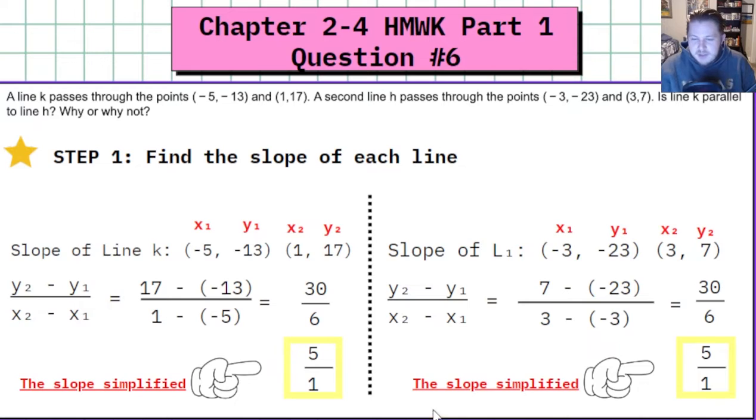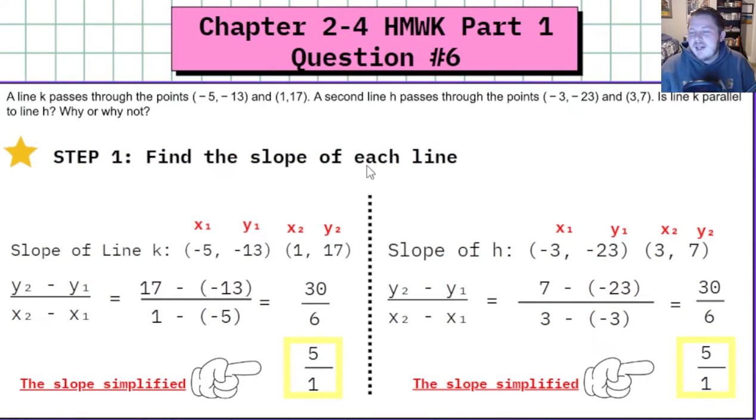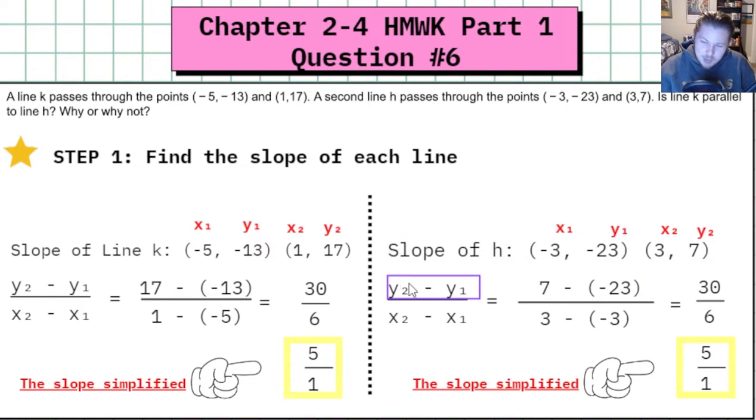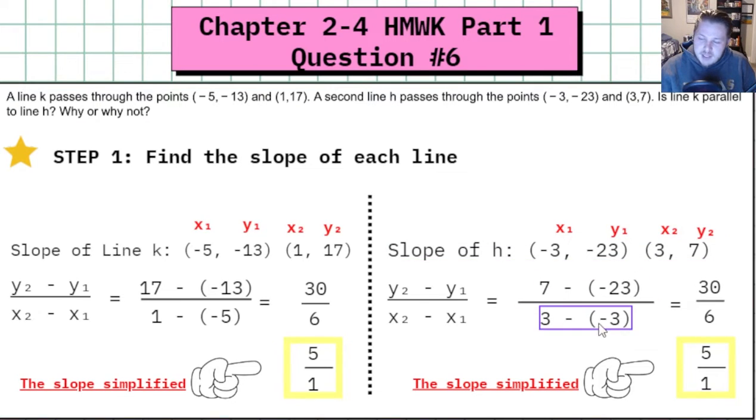Now we can jump to the other side. That was for line K. Oh, this is for line H. This should not say L1. I'll change it right now for line H. Okay, so (-3, -23), that's my x1 and y1, and (3, 7), that's my x2 and y2. So then all I have to do is take the slope formula, y2 minus y1 over x2 minus x1, and solve. So my y2 is 7 minus negative 23, and then 3 minus negative 3.